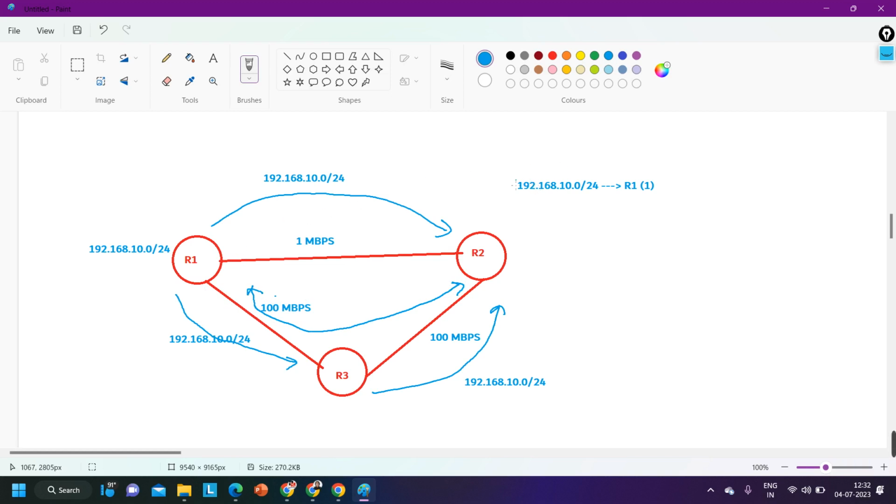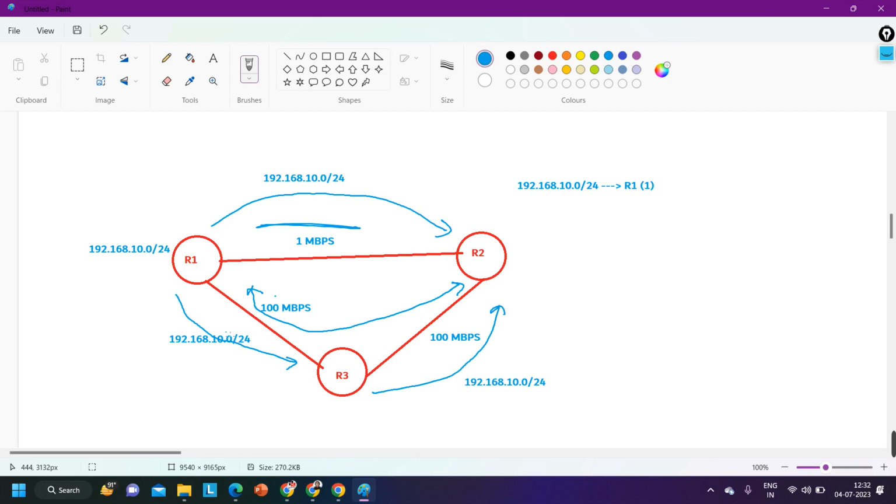But according to the RIP routing protocol or distance vector routing protocol, this path is the best path. So distance vector routing protocol does not consider link properties to calculate the metric. This is also one disadvantage of distance vector routing protocol. It should at least check the bandwidth of the link. It should calculate the metric on the basis of bandwidth. But it is calculating the metric on the basis of hop count only.